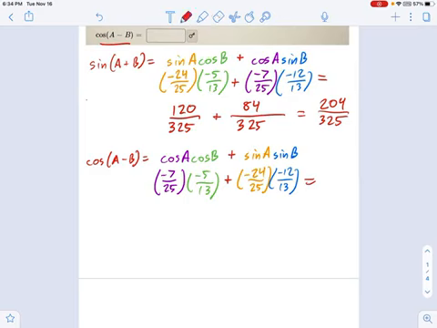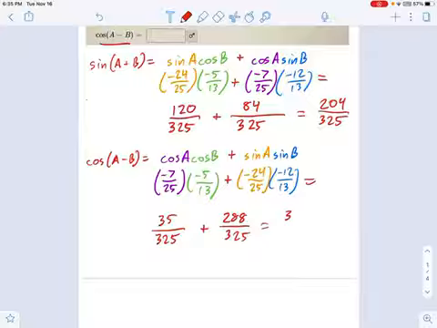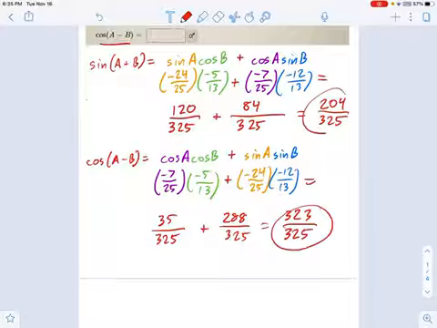And then on the bottom, what do we have? That's 35 over 325. And yikes, what is this one? 288 over 325. So that one's equal to, oh, this is the hard part. This is addition. 323 over 325. Okay, so there's our two answers.